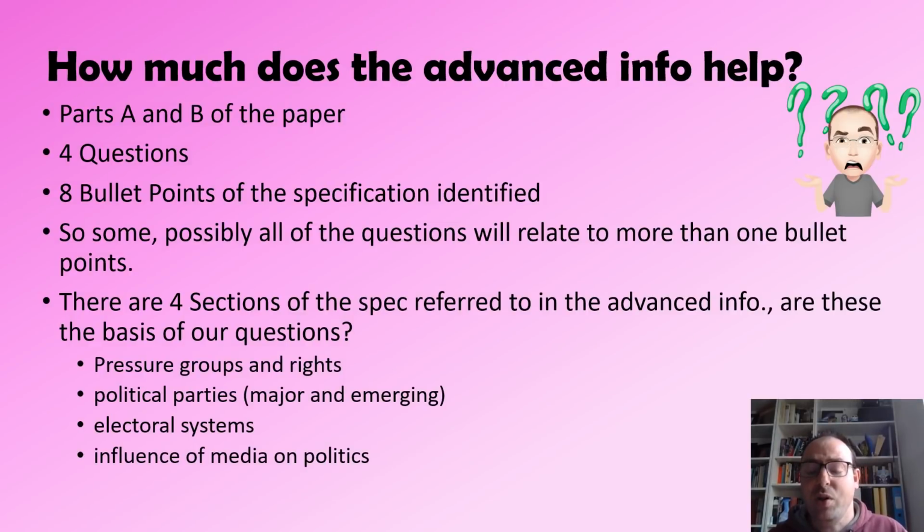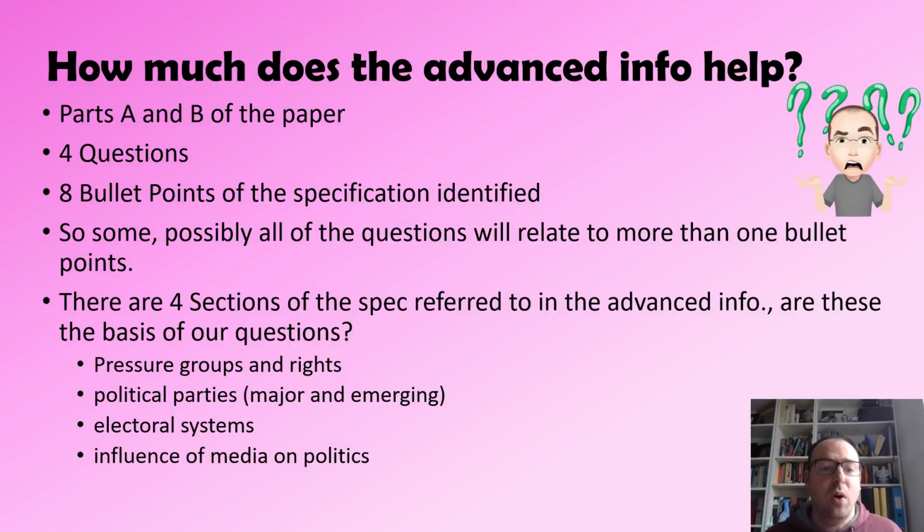Now, how much does this advanced information that we've been given help? Well, in the totality of parts A and B of the paper, there will be 4 questions. There have been 8 bullet points of the specification identified. Some, possibly all of the questions, will therefore relate to more than one bullet point. The way that the bullet points are connected together, there is a logical way which we'll go through, but we can't absolutely guarantee that is the way.